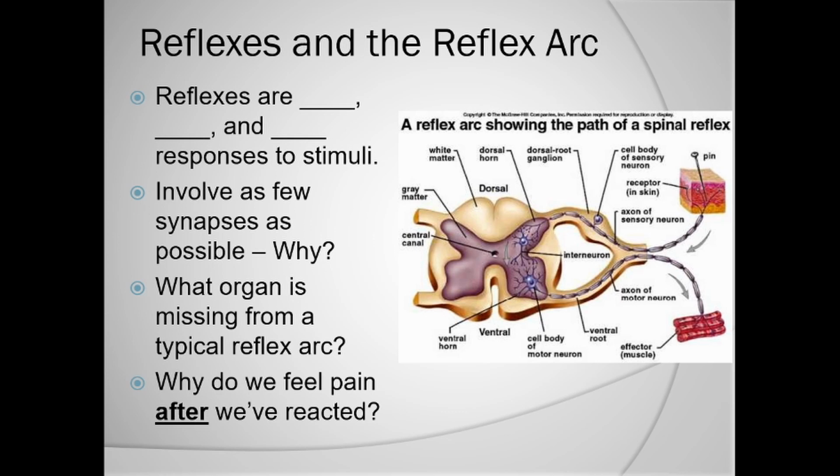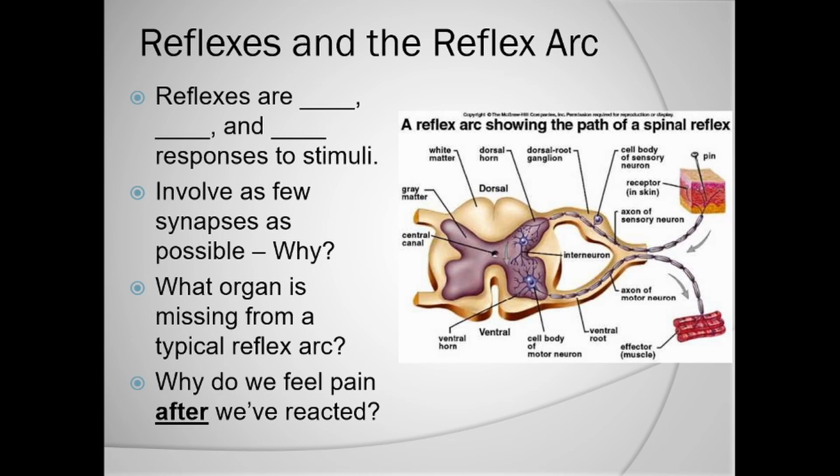And you'll notice in this picture of the reflex arc, where it shows at the upper right, a pin goes into your skin, and then it travels down through what's called a sensory neuron, and then goes through the spinal cord, and then comes out a motor neuron. An organ is missing. Now, of course, there's a lot of organs. You could say the liver, you could say the kidneys, or the stomach. Well, that doesn't make sense. But what nervous system organ is missing from this picture?